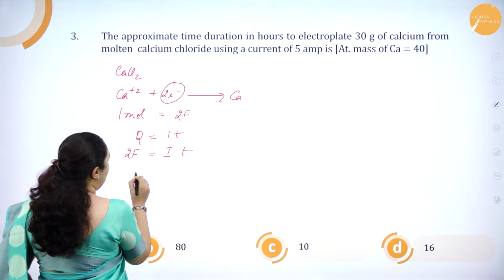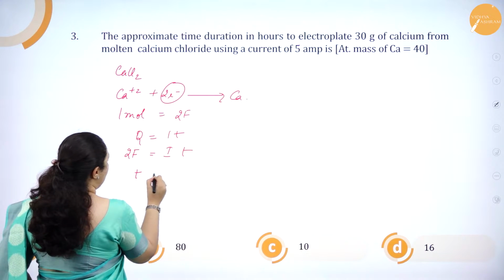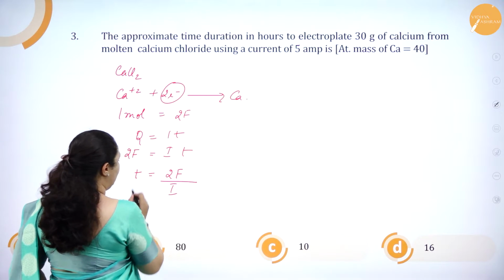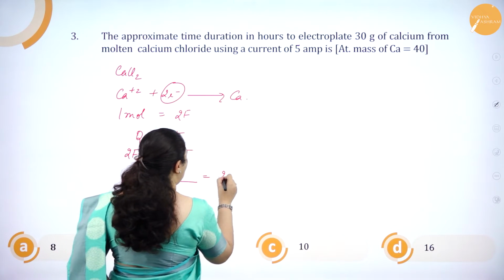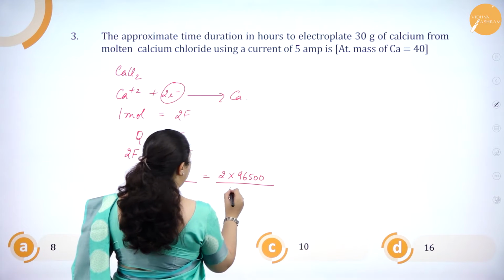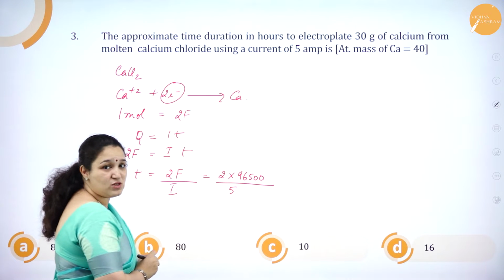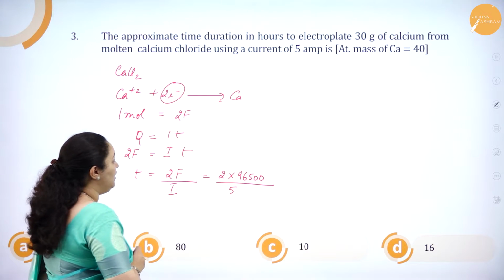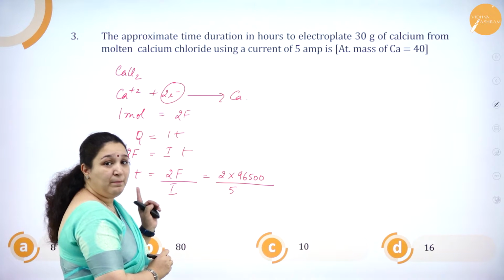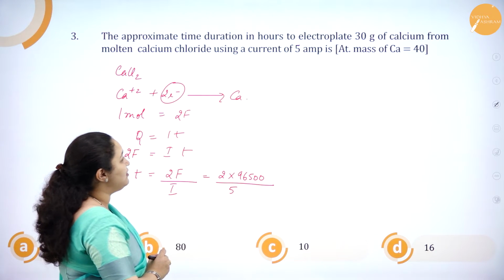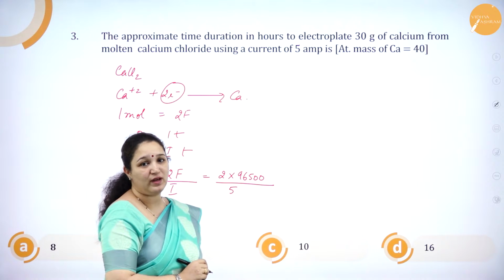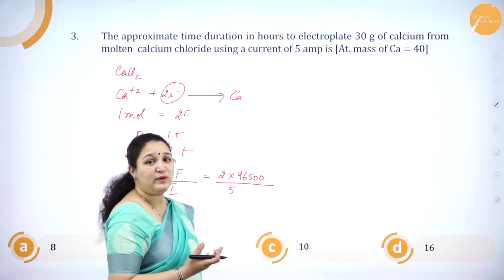So here we will get T is equal to 2F by I, that is time is equal to 2 into 96,500 divided by 5, that is 5 amperes of current we are passing, correct? So this is for 1 mole, isn't it? But do I have 1 mole of calcium? I have only 30 grams of calcium from molten calcium chloride. So 30 grams of calcium is how many moles?